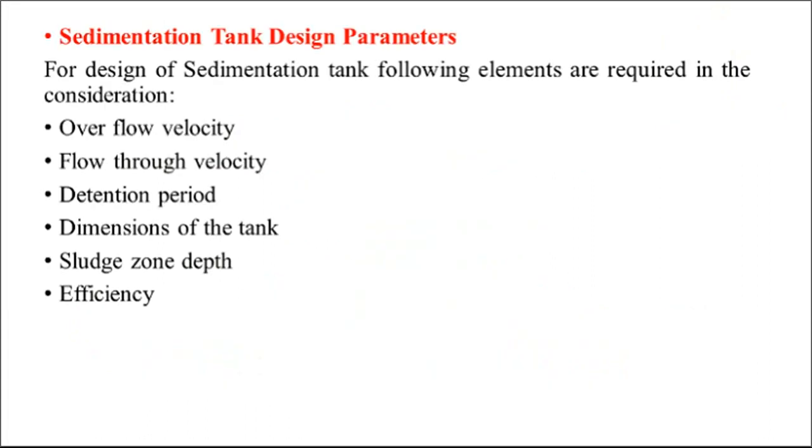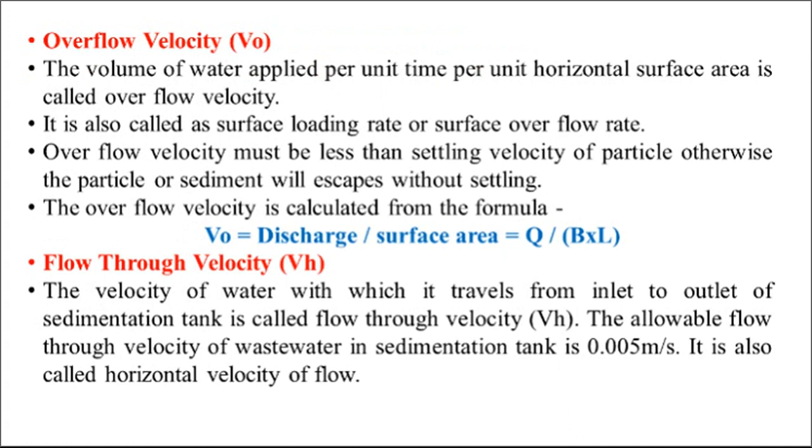So starting with design parameters for the design of sedimentation tank. So important design parameters for the design of any type of tank, maybe circular one, maybe rectangular one. These parameters are very much important. First one is the overflow rate, second one flow through velocity, third one detention period, next one dimensions of the tank, then sludge zone depth, and finally efficiency of sedimentation tank. So we will see these terms one by one.